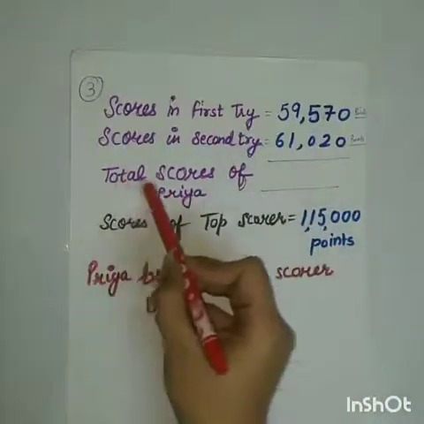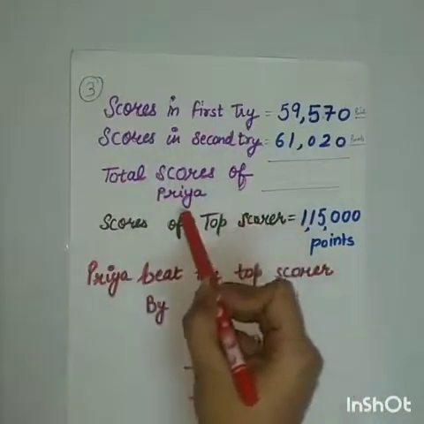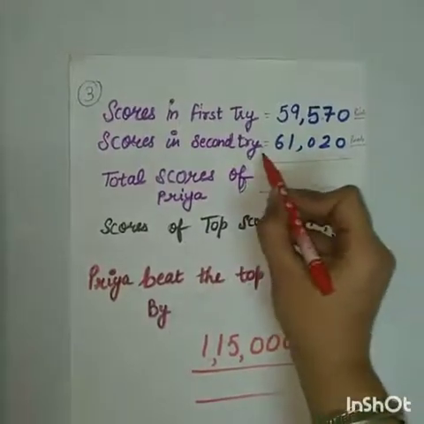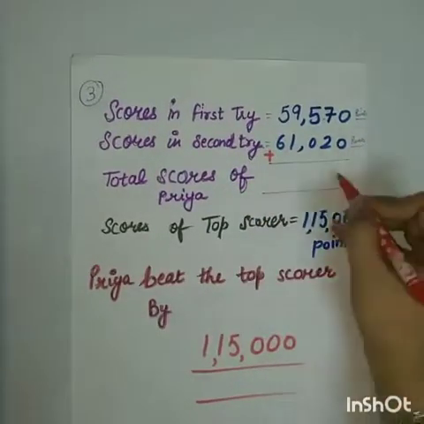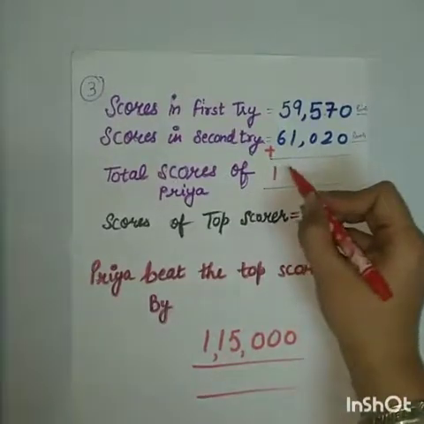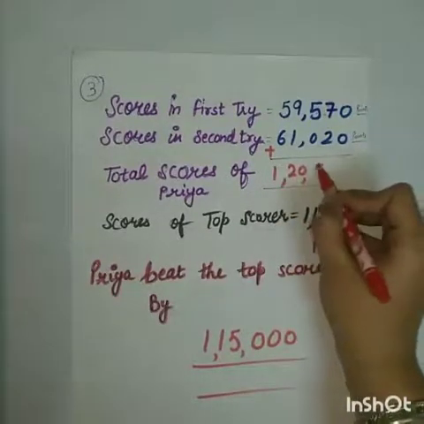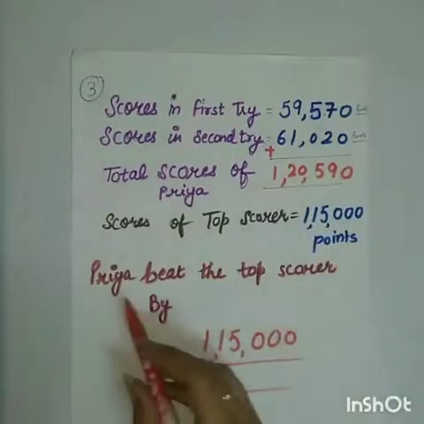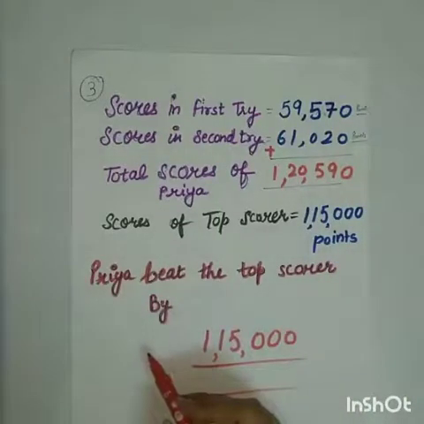Let us first find the total score of Priya. To find the total score, we will use the operation addition. So you will get 1,20,590 points.